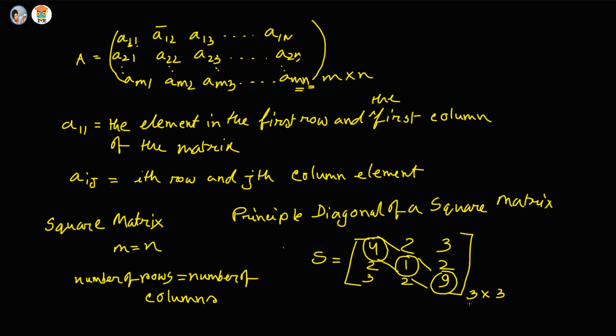As there are 3 rows and 3 columns in this square matrix, there will be 3 elements in the principal diagonal of this matrix S.